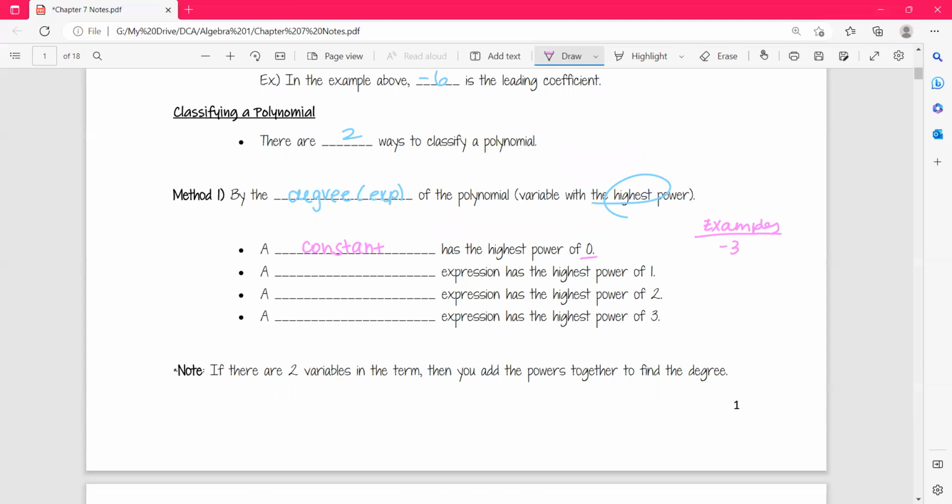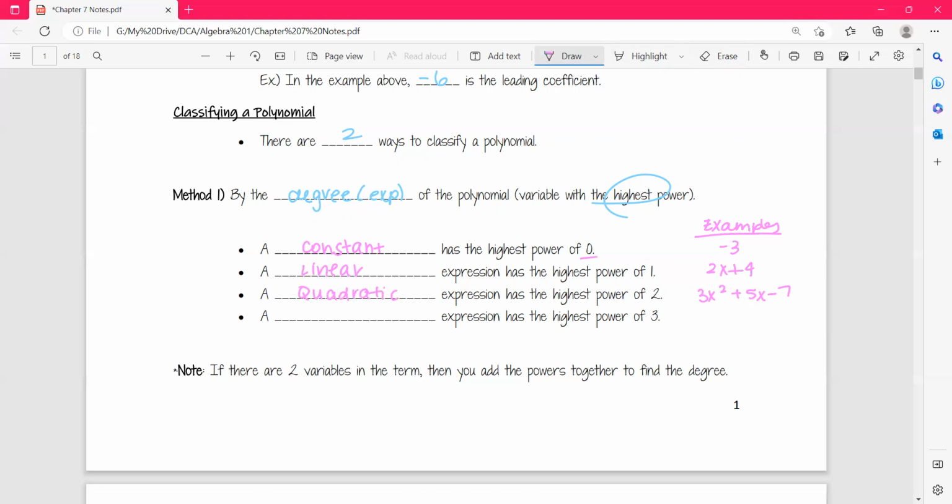If the highest power is 1, so if it was like 2x plus 4, the exponent is a 1, then we call that a linear polynomial. If it's a 2, see how the exponent is a 2? We call that a quadratic, which we've talked about before.